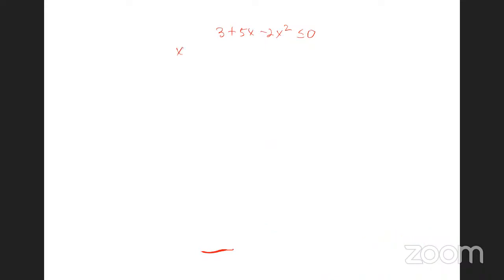Multiplying by minus, or dividing. So you get negative 3 minus 5x plus 2x squared. One thing missing: switch the inequality sign from less than to more than. So it becomes 2x squared minus 5x minus 3 is more than or equal to 0.